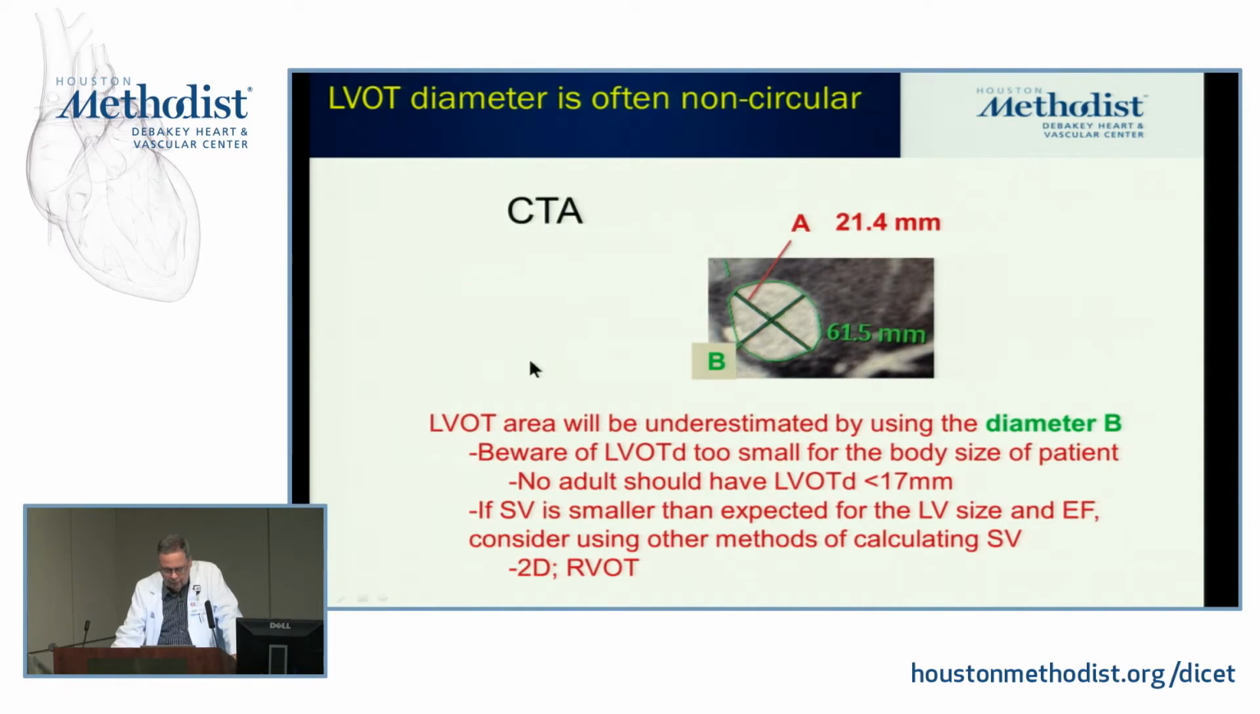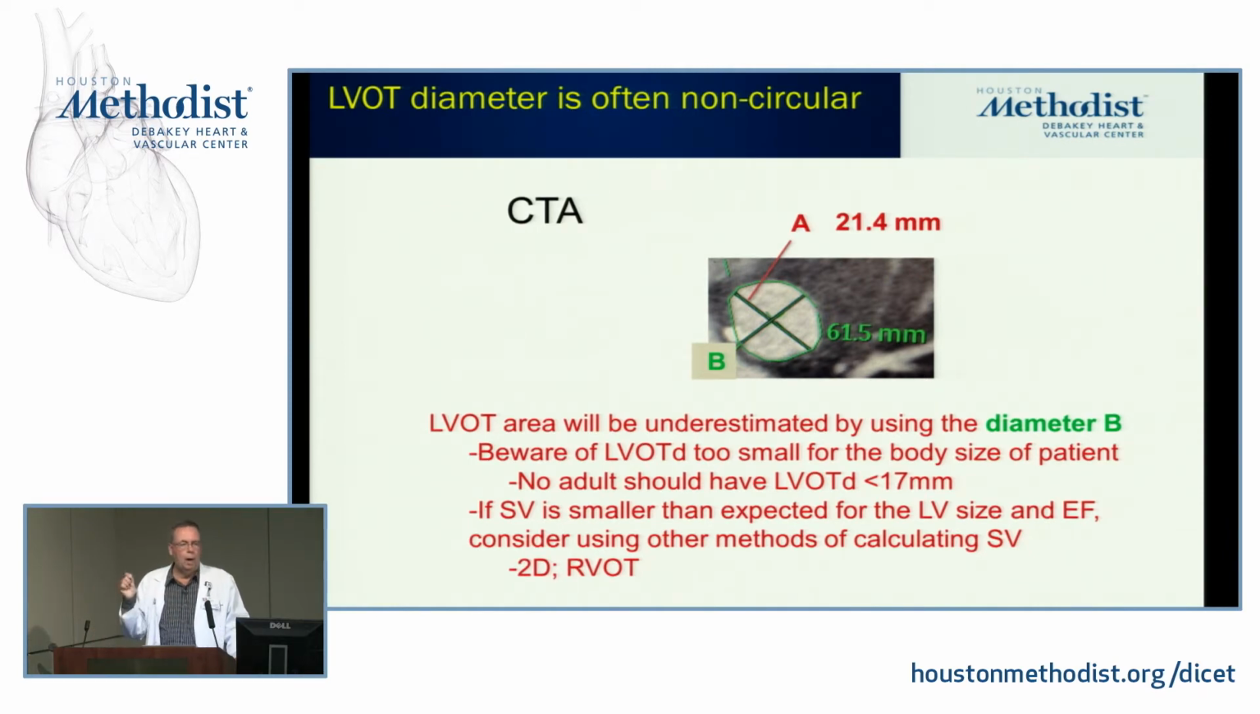So this is my advice. LVOT area will be underestimated if we have this type of geometry and we don't know about it. So beware of too small LVOTs. In an adult, unless the patient is a penguin, you should not have an LVOT diameter under 1.7. I still see people measuring 1.3, 1.2, 1.4 for LVOT diameters. Maybe if you're 3 years old, you have that, okay? So beware of any LVOT diameter under 1.8.